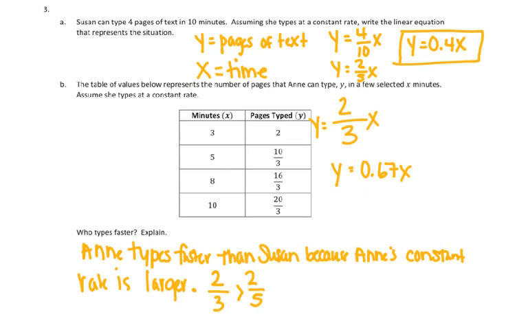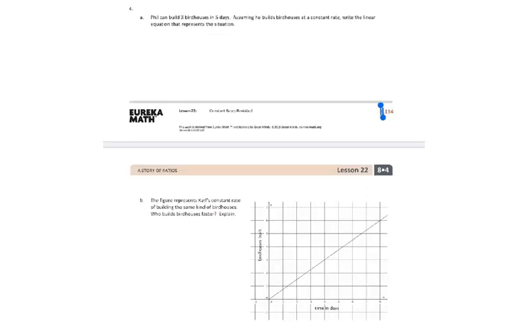She's typing 2/3 of a page in 1 minute, whereas Susan is typing 2/5 of a page in 1 minute, or 0.4 of a page. So not an entire page yet, okay? So that is what we're saying in terms of determining who is typing faster. So I have just one more example for you guys before I set you free, or if you have any questions for me. So let's move on to that next question before my recording cuts off.